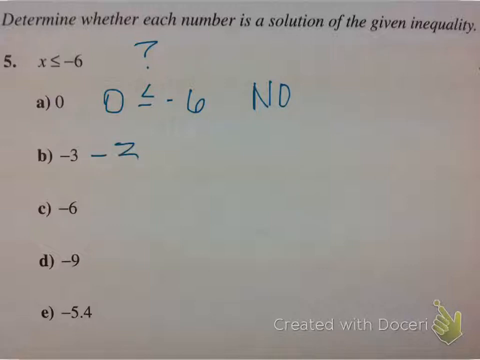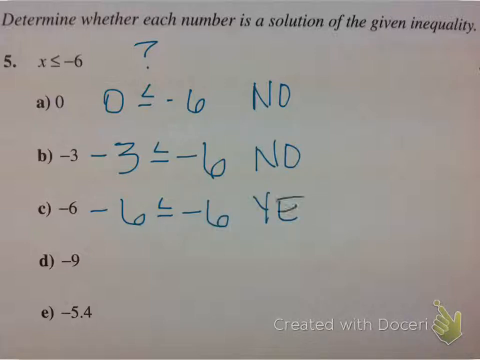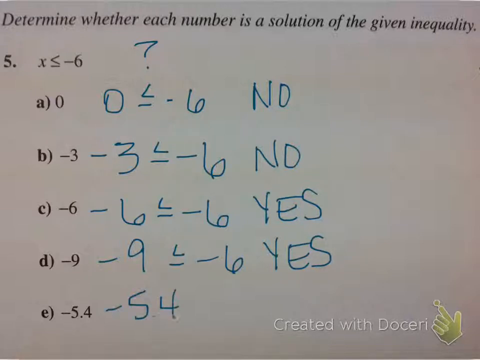Is negative 3 less than or equal to negative 6? And the answer to that is also no. Is negative 6 less than or equal to negative 6? Yes, because of the equal to part. Is negative 9 less than or equal to negative 6? And the answer to that is yes. Negative 9 is definitely on the left on a number line compared to negative 6. And is negative 5.4 less than or equal to negative 6? And the answer to that is no.